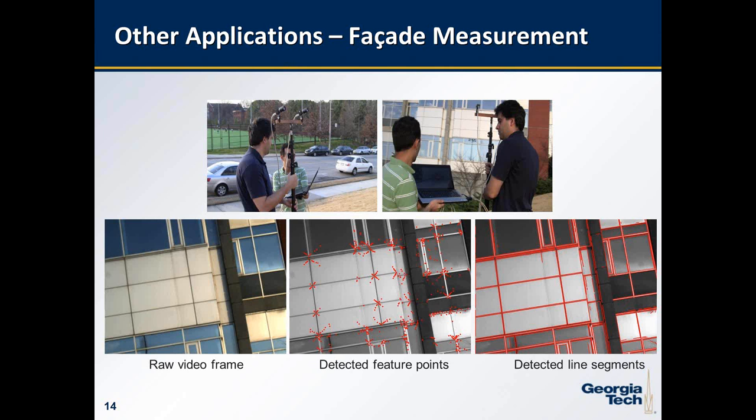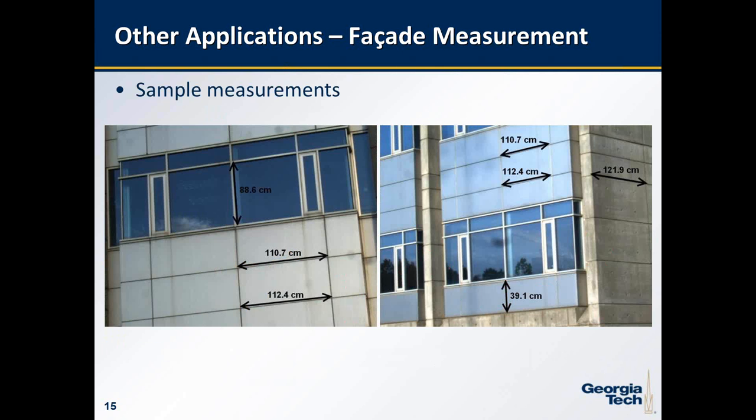In the top row, you can see the data collection process. It was a facade structure on the Georgia Tech campus with an aluminum membrane, which is a very poorly textured scene. If you want to use just point methods here, they would definitely fail. But the trick for us was to combine points and lines, and from that we could generate these sample measurements that can be used for documentation or even fabrication of those aluminum membranes.